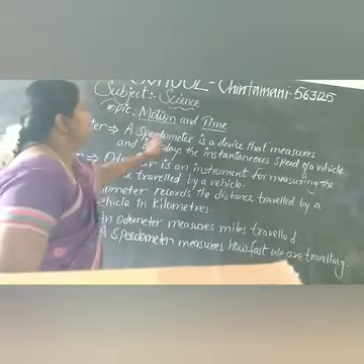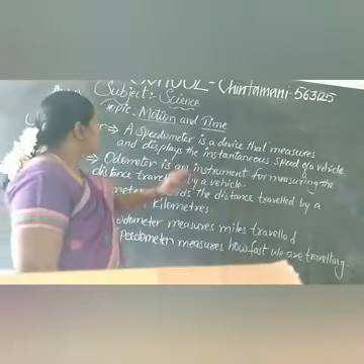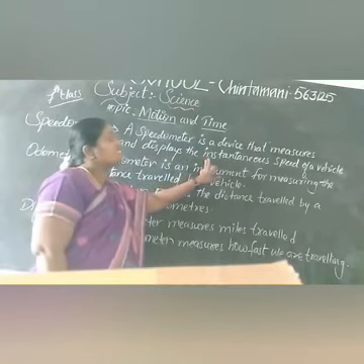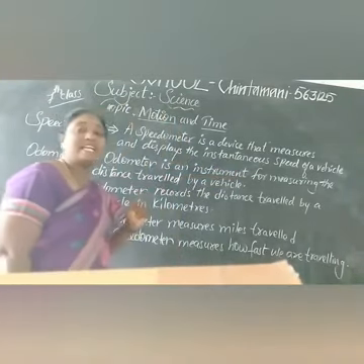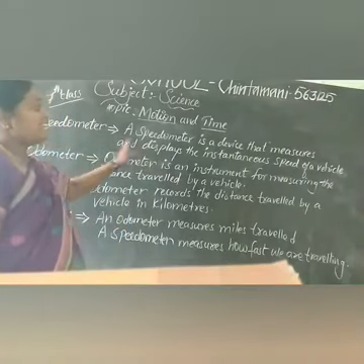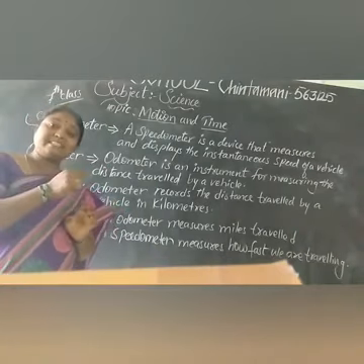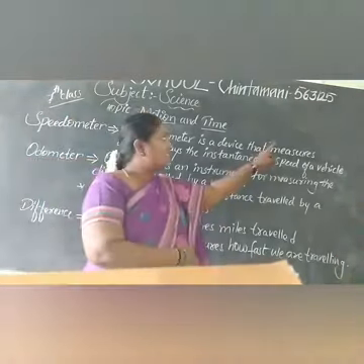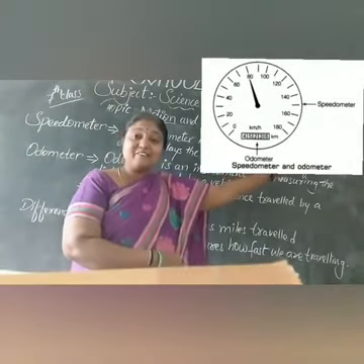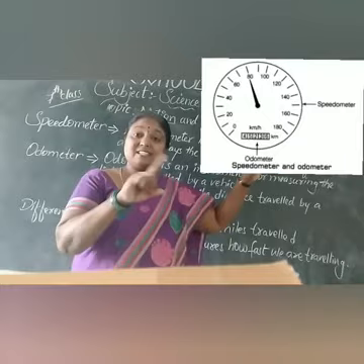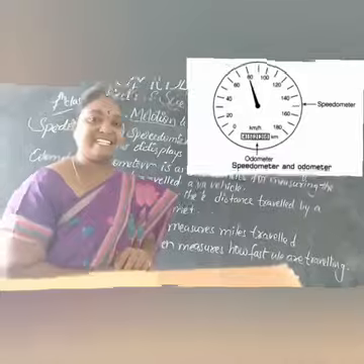Speedometer. A speedometer is a device that measures and displays the instantaneous speed of a vehicle. That means on a bike or car, you can see the round one. I can show you the picture, children. This round one shows the needle, how much speed you are moving. Is it? Yes. That itself is the speedometer.